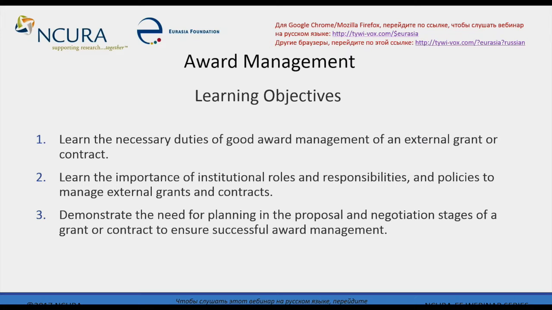Our learning objectives are to learn the necessary duties of good award management of an external grant or contract, to understand the importance of institutional roles and responsibilities as well as policies to manage external grants and contracts, and to demonstrate the need for planning in the proposal and negotiation stages of a grant or contract to ensure successful award management.